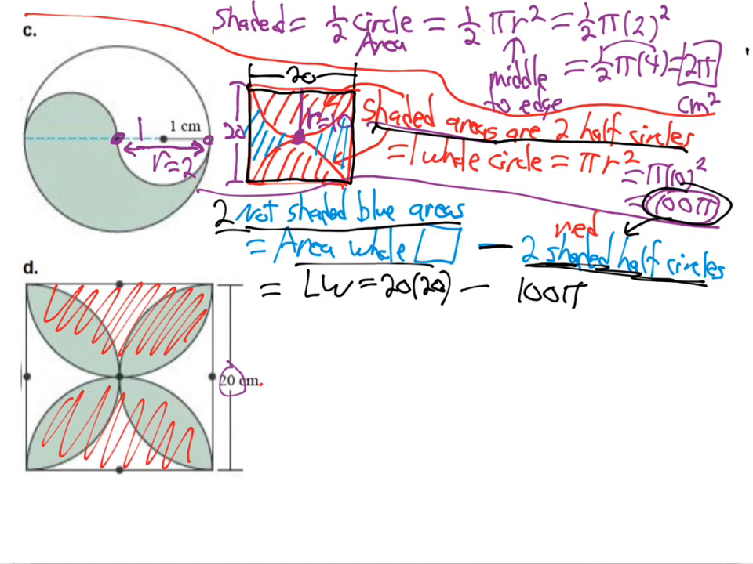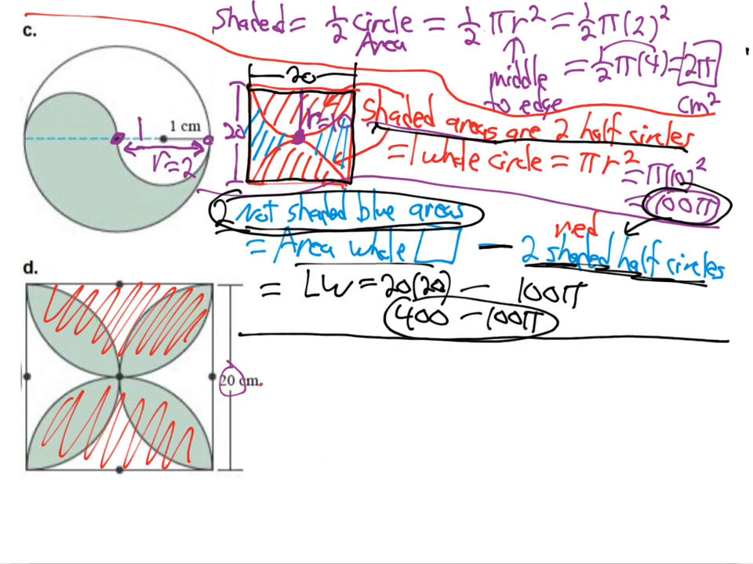So what's that going to be then? That's going to be 400. 2 times 2 is 4, and then throw the 2 zeros in the back, minus 100 pi. 400 minus 100 pi will give me the area of the two not shaded blue areas. So let's be super clear on this. Two not shaded blue areas is 400 minus 100 pi.